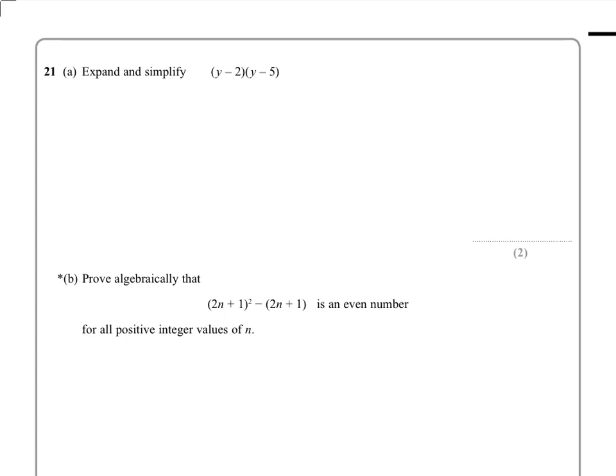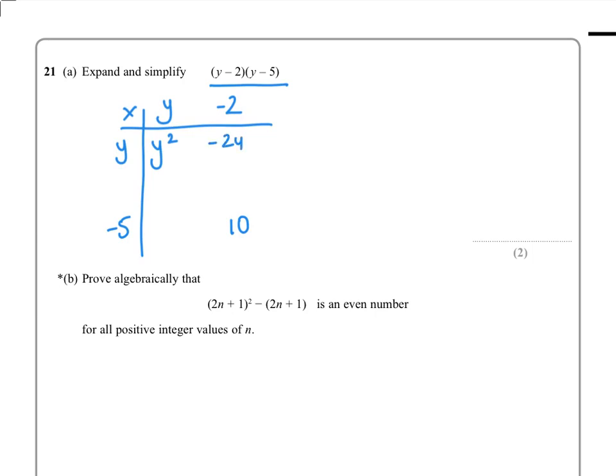So in this situation now, we've got to multiply these two brackets. I would use a grid. So we've got y minus 2 times y minus 5. So we've got y squared. This would be minus 2 times minus 5 here, so that's a positive. And then we've got minus 2y and then minus 5y. So what we'd end up with is y squared minus 7y plus 10.